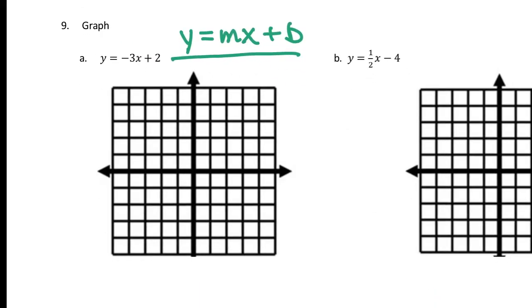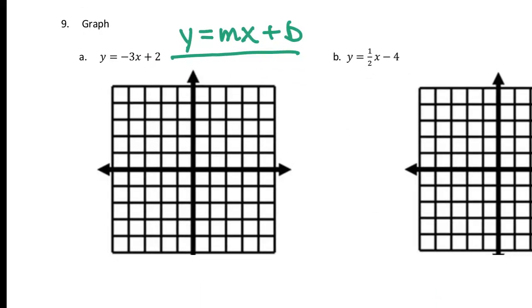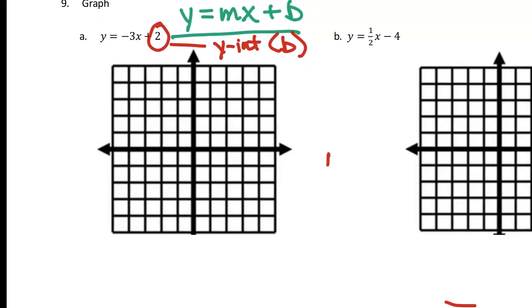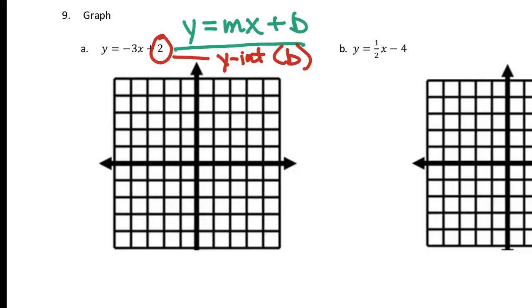So let's look at A first. You would start at 2 because that is your, what do we call that? y-intercept, which is also known as b. Don't ask me why they call it b. I have no idea. Where do I find 2? Is that on the y-axis or the x-axis? Y-axis. That's why it's the y-intercept. So from the y-intercept, what do I do next? I need the slope. What is my slope, which is m?